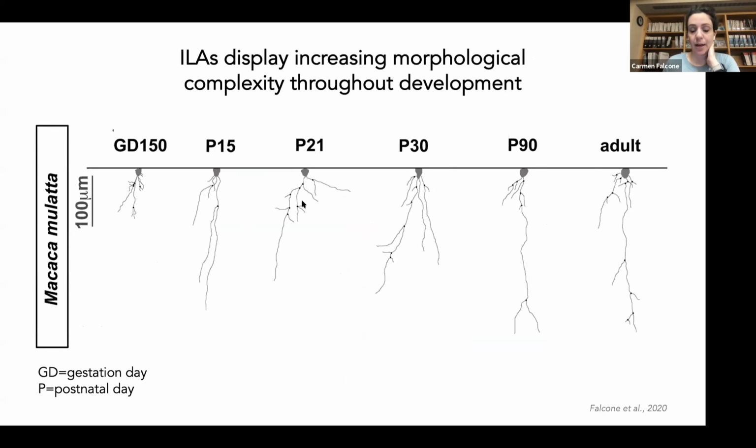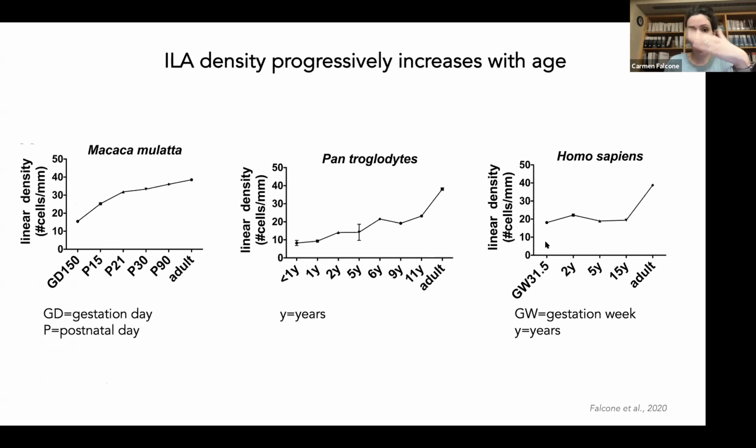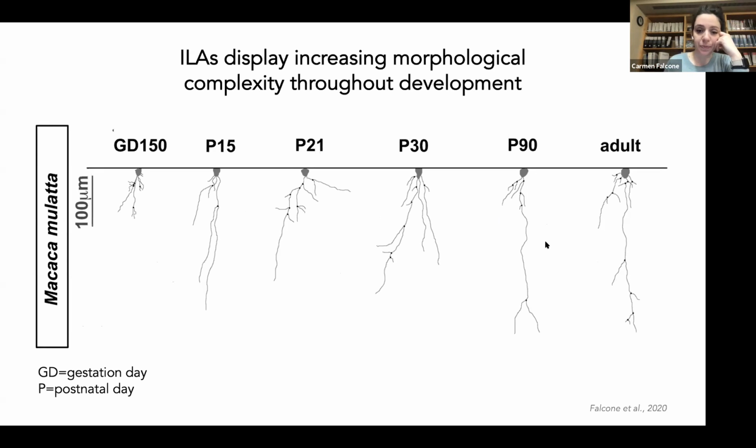And this is how the morphology also increases throughout development. So these are examples of neuron reconstructions in the macaque. Gestation day 150 is right before birth, and then these are all the postnatal stages until the adult. So it seems like the morphology reaches a plateau around 3 months in macaque, but in chimpanzee and human, they keep growing in morphology.